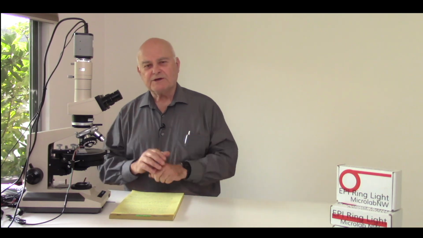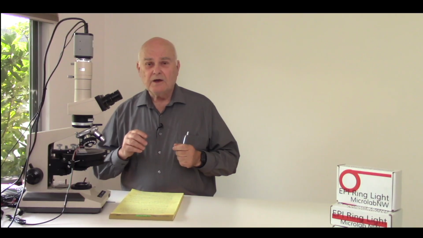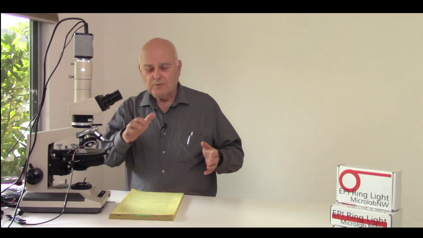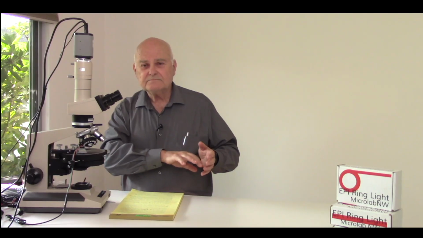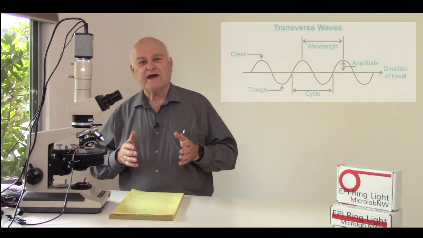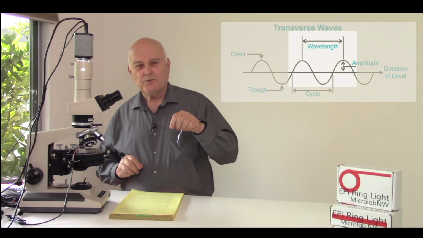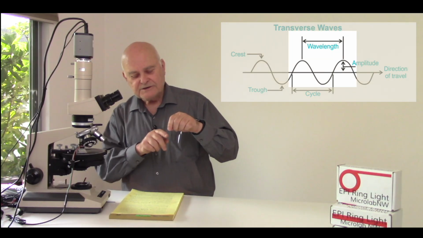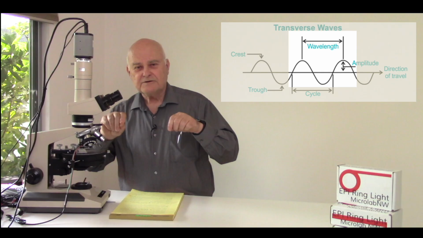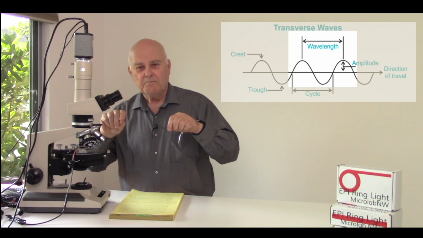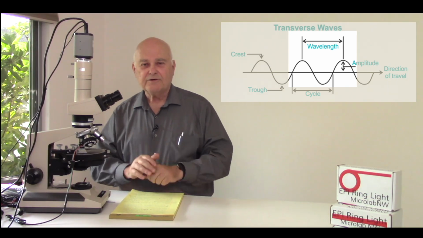So what are the properties of this wave? Well, when we look at a body of water and we see waves, the waves have a length. If we look at the crest of the wave, the distance to the next crest is a specific measure, a specific distance. That's called the wavelength.